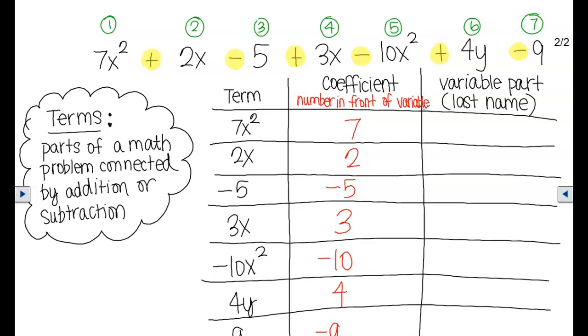So the coefficient is that first number that you see. It's the big number in the problem. And it sits right in front of the variable. And if there is no variable, then that number just simply is the coefficient.